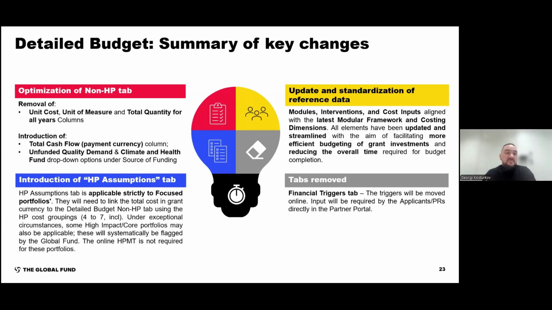I'm sure that you might be wondering how the HP information will flow into the detailed budget, because the detailed budget needs to capture all the investment. This is why I'm transferring the next session to my colleague Dardan. Thank you. Over.